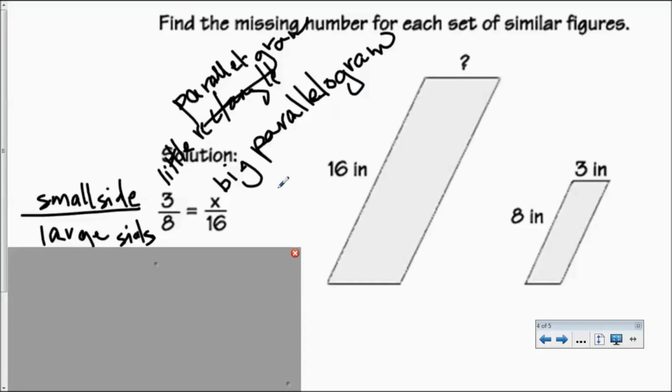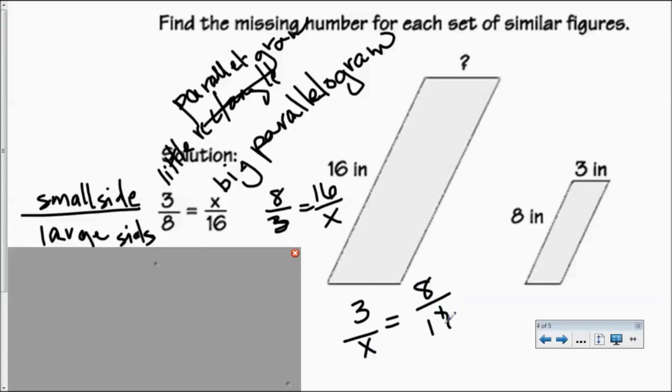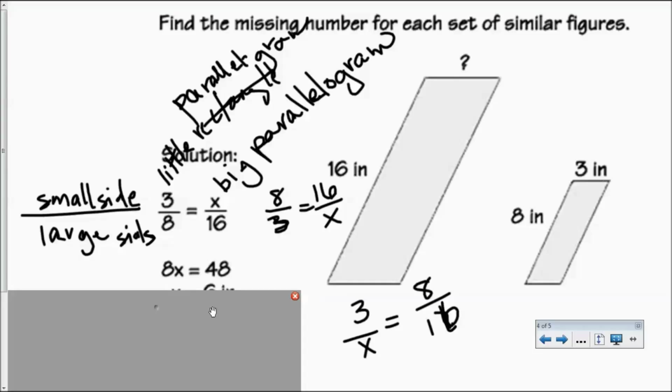I could have swapped those around. I could have written that as 8 over 3 is equal to 16 over x. That would still end up being proportional. I could have also written it as 3 over x equals 8 over 16. That is also okay because 3 and x are corresponding and 8 and 16 are corresponding, and I would still end up with the correct answer, which is 6. So going with the proportion that I set up, I'm going to cross multiply. 3 times 16 is 48 and 8 times x is 8x. Therefore, x is 6 inches.